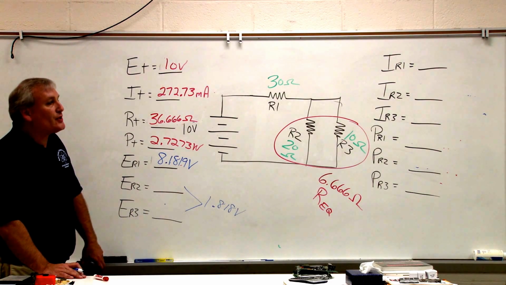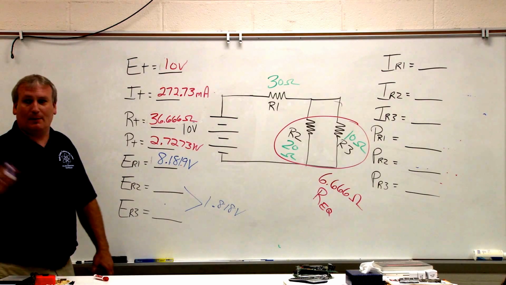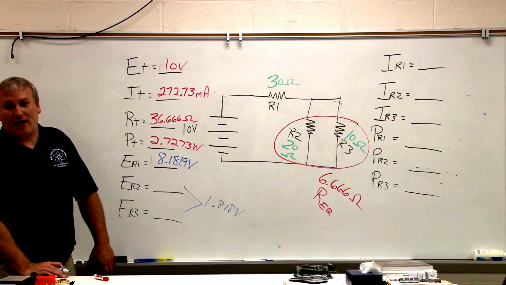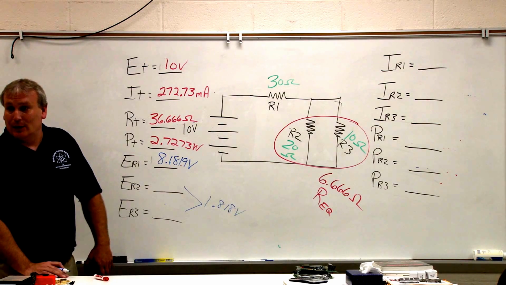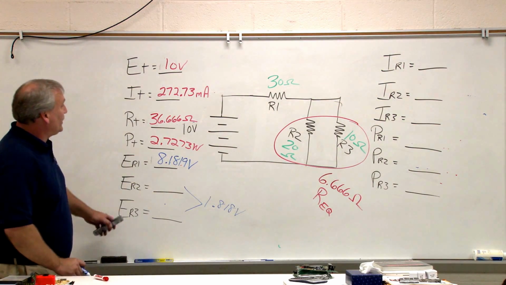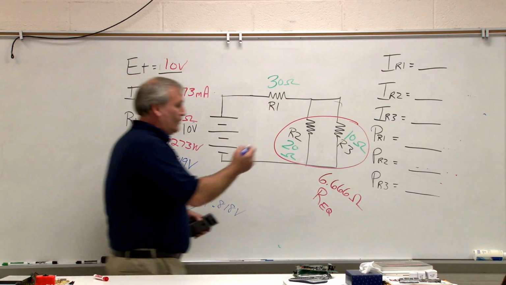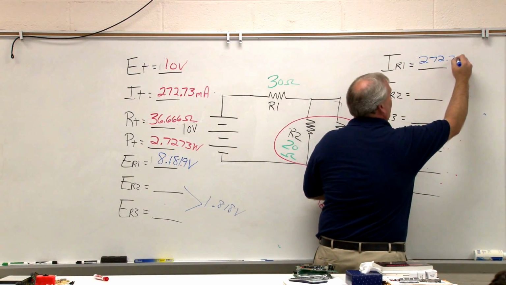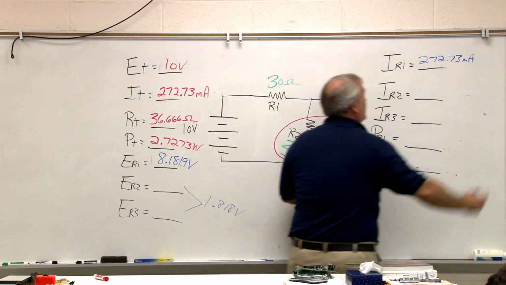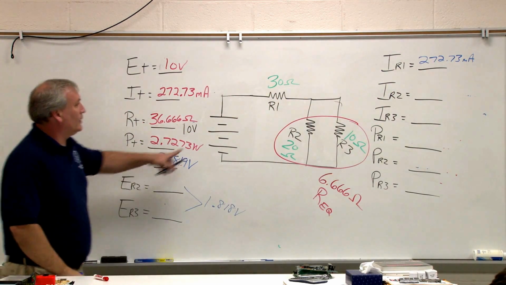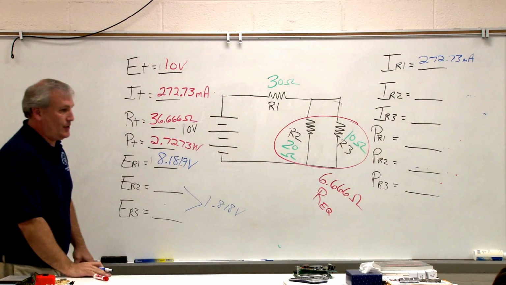Now, how do I solve IR1? Well, IR1 is the series part of the circuit, so I'm going to do what Alonzo does. And what do you do, Alonzo? He doesn't solve it, you follow the law. Kirchoff's law, current is constant in a series circuit. So we know that the constant current of 272.73 milliamps. Could I solve it? Sure. I could take ER1 and divide it by R1 and come up with the same answer.